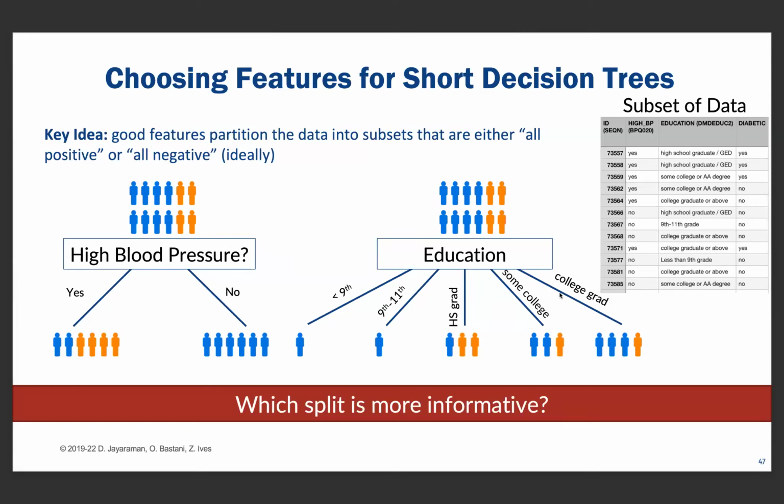I think one can argue about what is more informative, but one would like to have it in an automatic, systematic way. So what do you think? Which split is more informative in this case? Why? So I get an answer: blood pressure. Why?